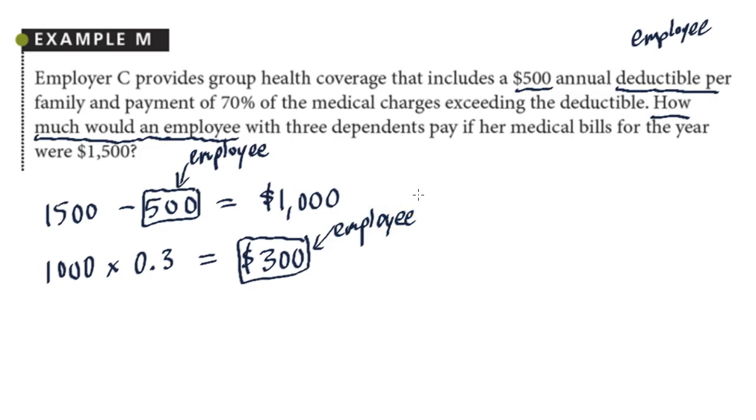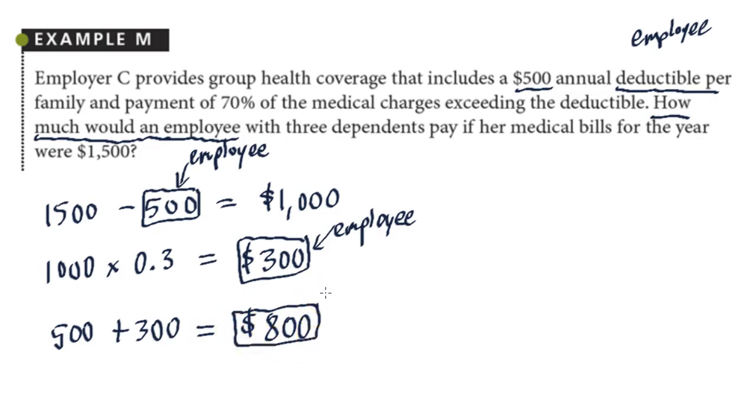So if we wanted to figure out the total amount for the employee, we take the $500 and add the $300, and that gives us a total of $800 that the employee would have to cover. And remember, we started out with $1,500 in medical expenses. $800 would be covered by the employee, and the insurance would cover the remaining amount, which would be $700. So, anyways, we're interested in this amount right here, $800, covered by the employee.